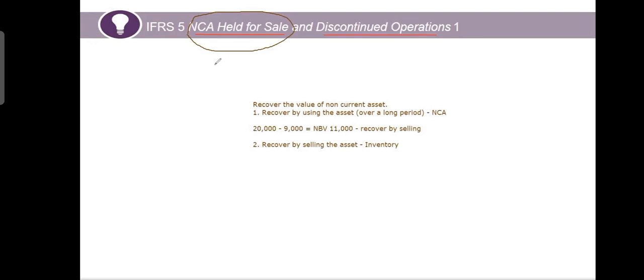Now, as soon as this non-current asset becomes available for sale, you change its classification. Now it is no more IAS 16. Previously, it was IAS 16. My intention was to use it in the business and generate economic benefit over a longer period of time in future. Now I'm not going to use it in the business. I just want to sell it and get the money out of that. So now it is no more a non-current asset. You start treating it under IFRS 5, which is called non-current asset held for sale. And your valuation method will change.